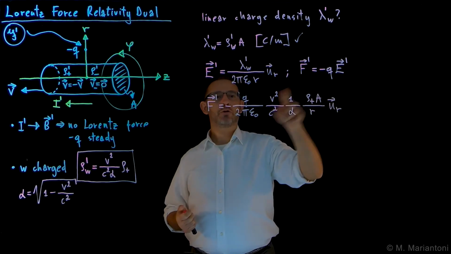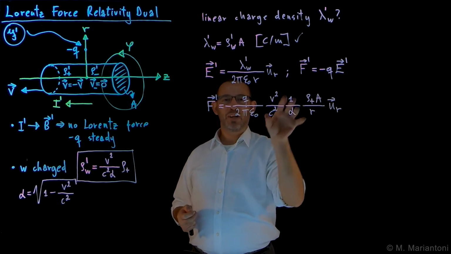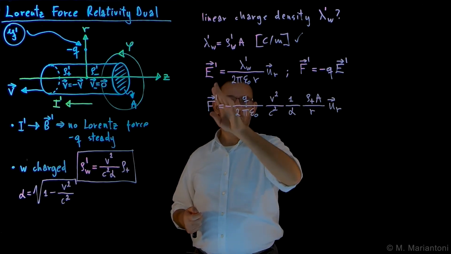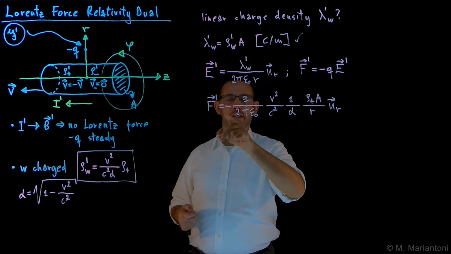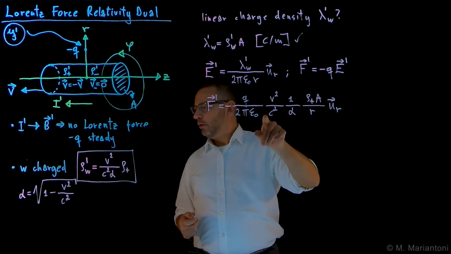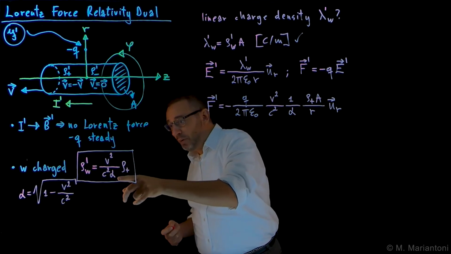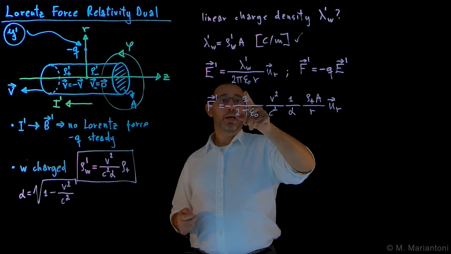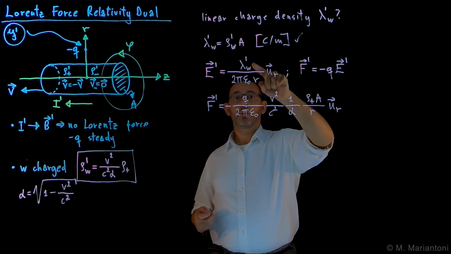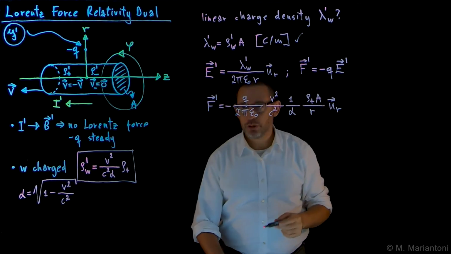F prime is minus q times E prime, so it's minus q over 2 pi epsilon naught. I'm already writing in the same fashion as in the first video on Lorentz force relativity without dual, so in the frame F, that is. So this is the same prefactor we had there with the same sign. Then we have this factor v squared over c squared, which is dimensionless. 1 over alpha, in this case, we pick up an extra 1 over alpha. And then all this is part of rho plus times A divided by R, UR.